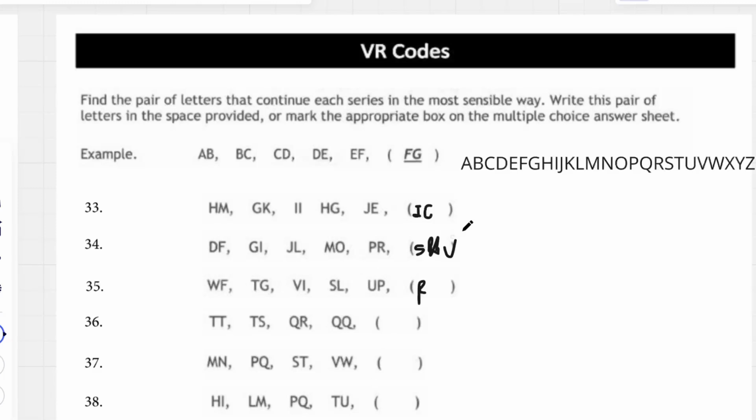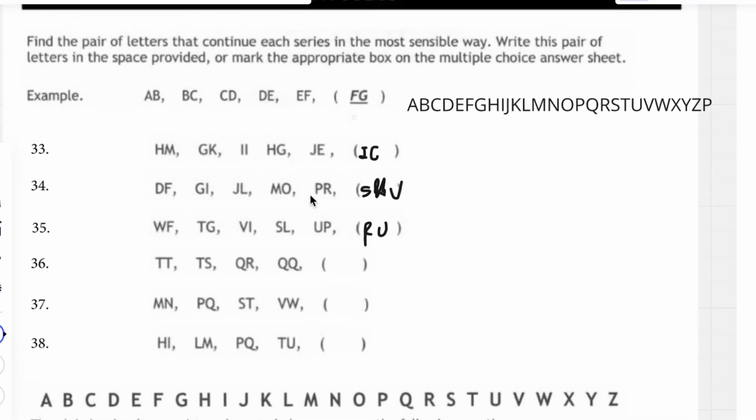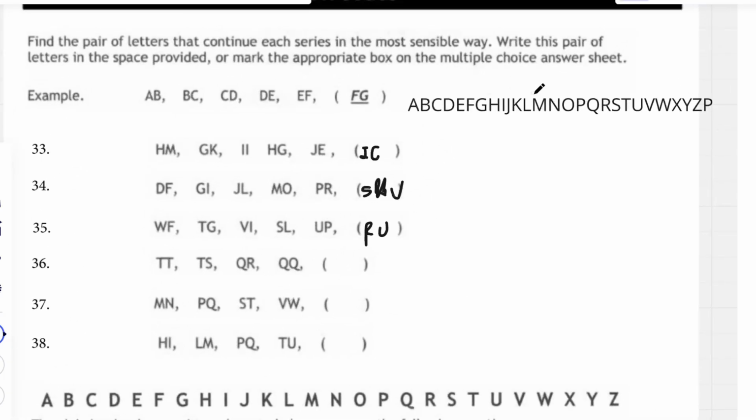Then we get F to G. Add 1, add 2, add 3, add 4. From P is going to be 1, 2, oh, that's to 4, and then plus 5 from P, 1, 2, 3, 4, 5. We get U. 36, let's just move up over here. T to T is +0, -1, 2, 3.